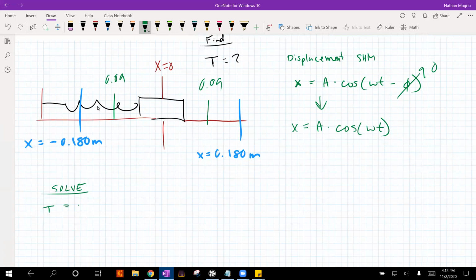So our period is going to be 2.7. And I think we solved that. Wait, it's given to us. Yep, that's given to us. I'll put this in parentheses, given. And this is the period between the 0.09 meter mark and the negative 0.09 meter mark.